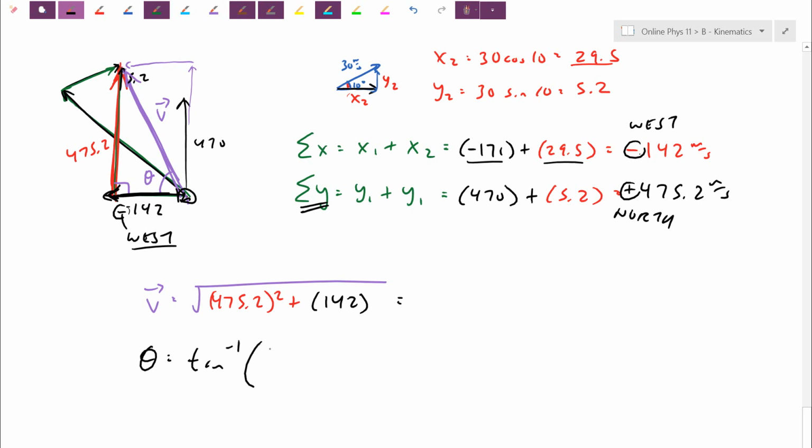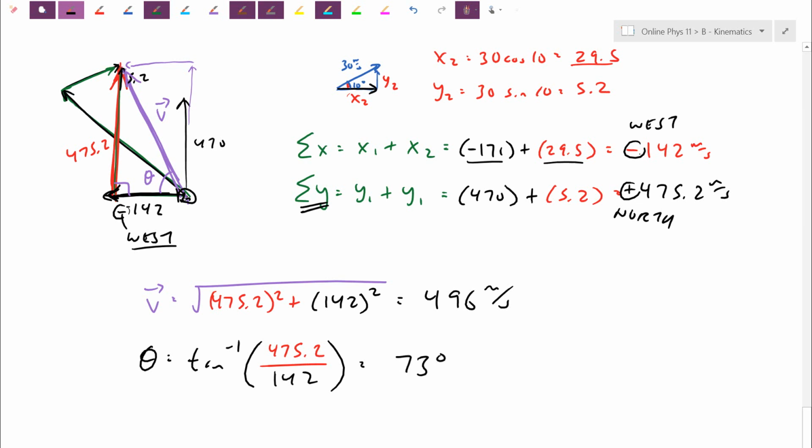Theta is the inverse tan, opposite over adjacent. Again, this is nice. If I got rid of that negative, I already pointed west, so I can just divide the positive number. So try that out for yourself. Do plug it into your calculator as well. Sometimes people show me all the right work. Sorry, this is 142 squared. They show me all the right work, but it's just a problem of calculator work. So this one here is a total of 496 meters per second. And our angle is inverse tan 475.2 divided by 142. And this gives me about 73 degrees.